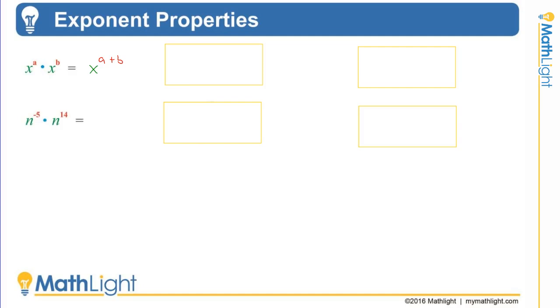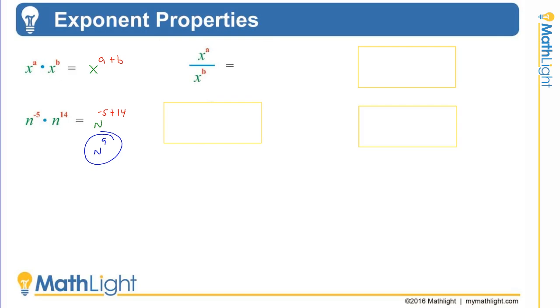What if we had n to the negative 5 times n to the 14th? All right, well, again, we're multiplying like bases. We can use the rule. n to the negative 5 plus 14. All right, 5 negatives and 14 positives leaves you 9 positives, and we get n to the 9th, right? x to the a times x to the b equals x to the a plus b.